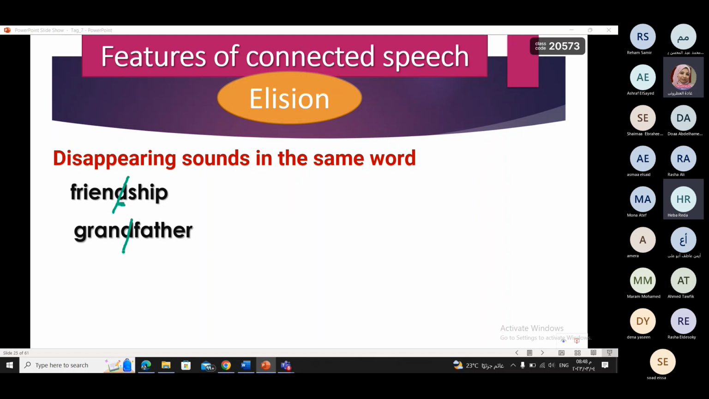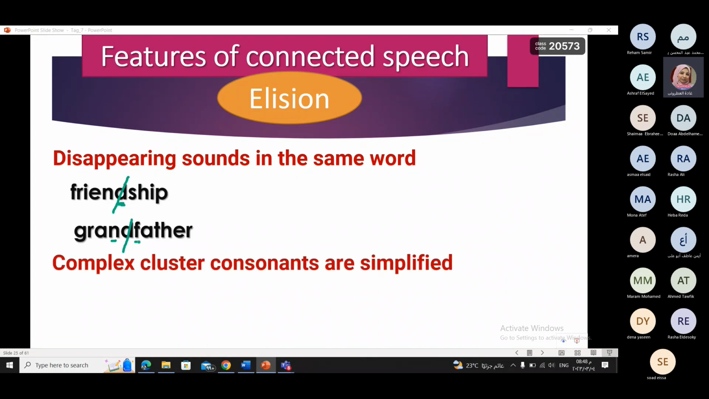What about this? Grandfather. Don't say grandfather with the D, say grandfather. Because the D here is elided, since it is between two consonants. Do you notice this? So we have complex consonant clusters. What does a consonant cluster mean? It means consonant sounds together, forming a group. So to simplify my pronunciation, I need to elide some consonants in these words.